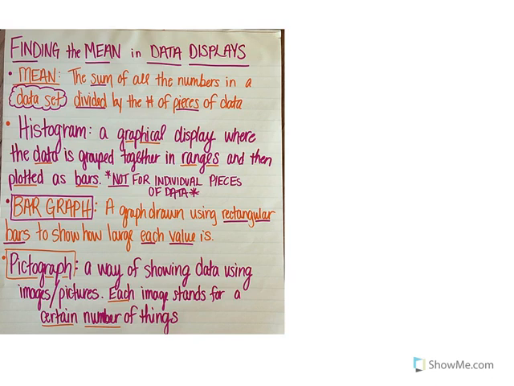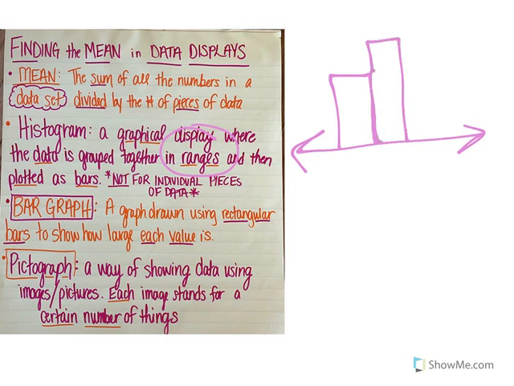So some of those data displays we talked about were histograms, which is a graphical display where the data is grouped together in ranges and then plotted as bars. So remember, histograms is in ranges of numbers. So when we have a number line and we have pieces of data, they are in ranges. So all of the bars were exactly next to each other. There was no space in between them. Okay, so that's a histogram.